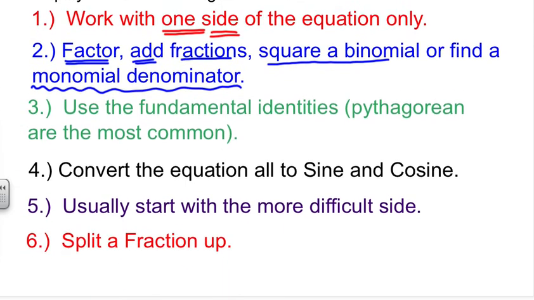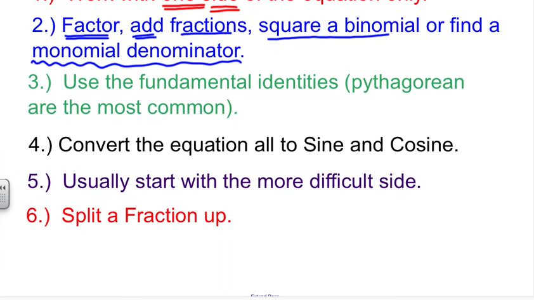In the green here, you really have to be comfortable with your fundamental identities, especially the Pythagorean, and know the different forms of those Pythagorean identities. So when you're doing your homework, when you're doing your assignments, and you're proving the verification of the trig identities, have that formula sheet out on your desk. The fundamental identities are key.